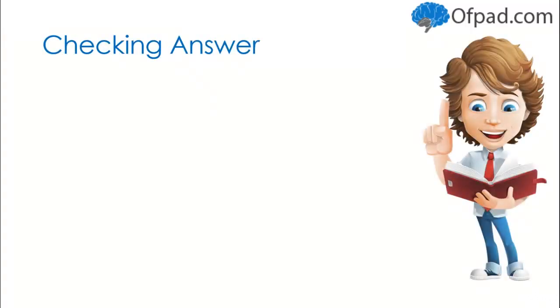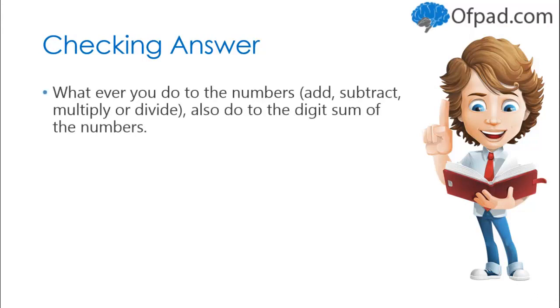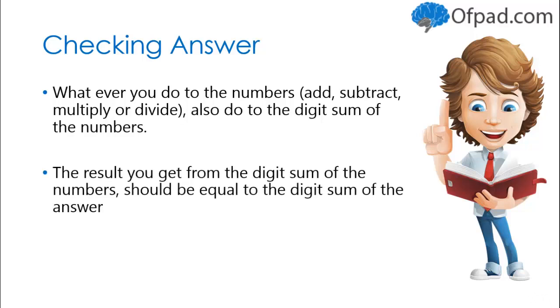The rule for checking your answers with the digit sum is simple. Whatever you do to the numbers, add, subtract, multiply or divide, also do to the digit sum of the numbers. The result you get from the digit sum of the numbers should be equal to the digit sum of the answer. Let us look at an example to understand the method.